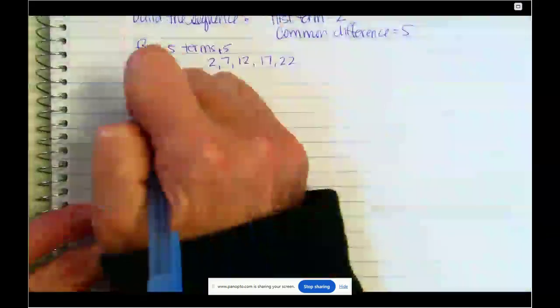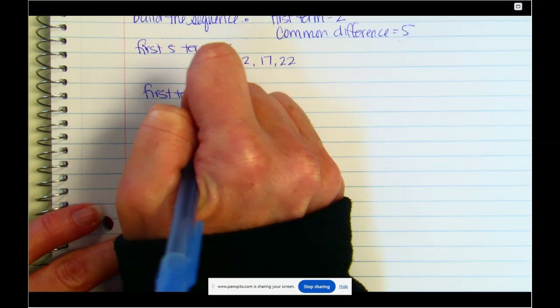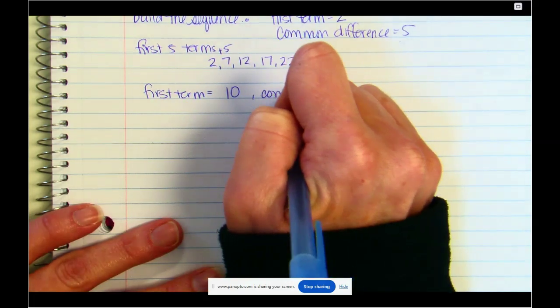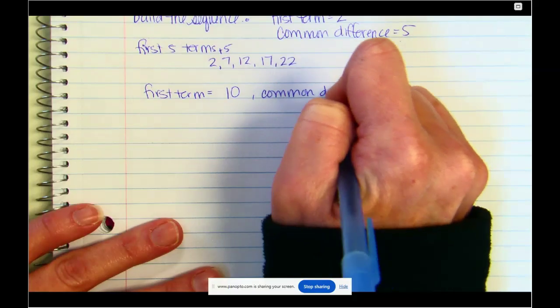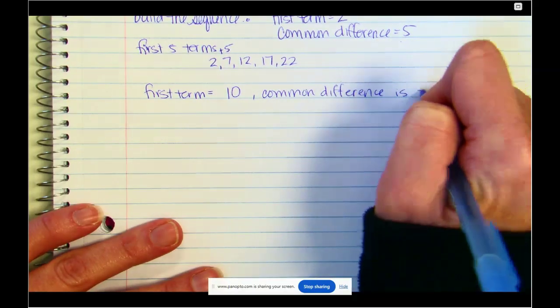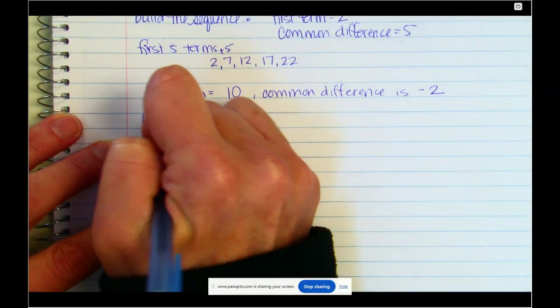Okay, so let's try again. So let's say the first term is 10 and the common difference is -2. Okay, first 5 again. First 5 terms.